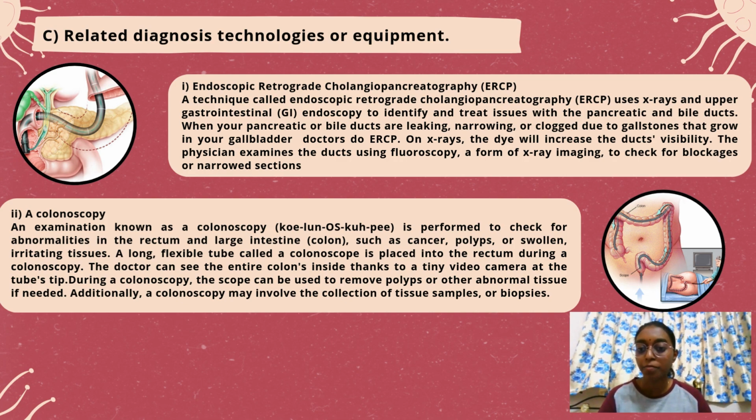A colonoscopy. An examination known as colonoscopy is performed to check abnormalities in the rectum or large intestines, colon, such as cancer, polyps, or swollen irritating tissues. A long flexible tube called a colonoscope is placed into the rectum during colonoscopy. The doctor can see the entire colon inside thanks to a tiny video camera at the tube's tip. During colonoscopy, the scope can be used to remove polyps or other abnormal tissue if needed. Additionally, a colonoscopy may involve the collection of tissue samples or biopsies.